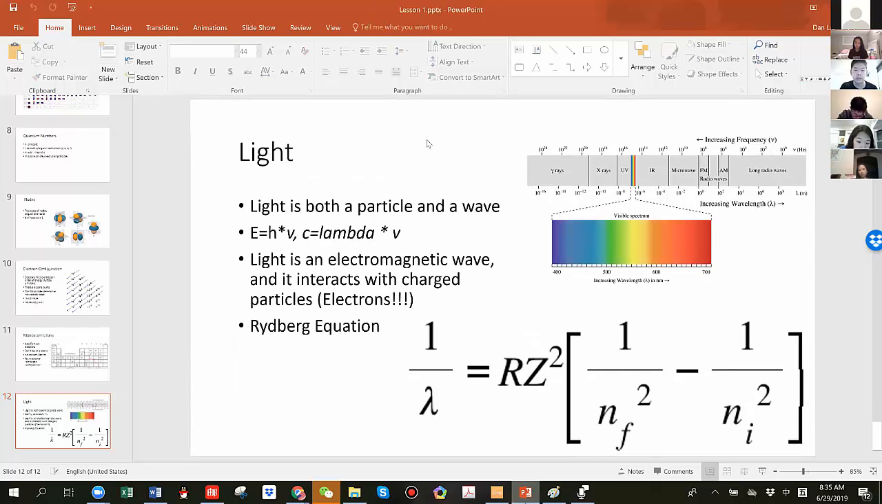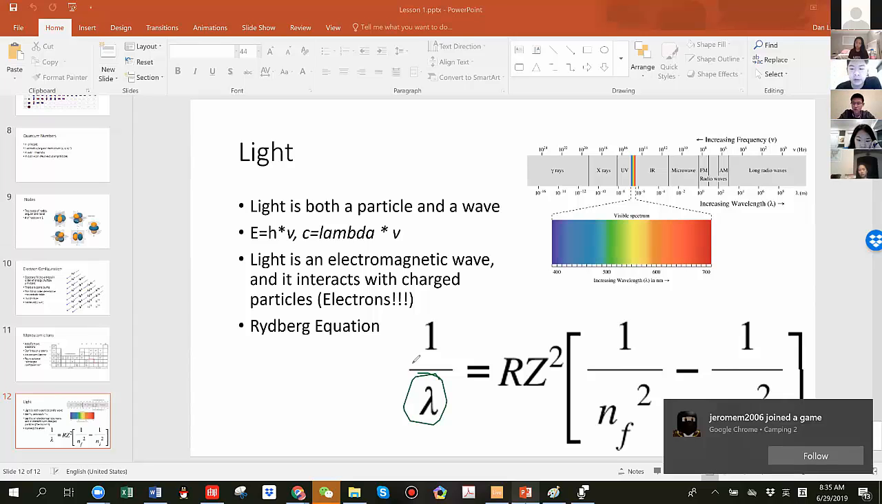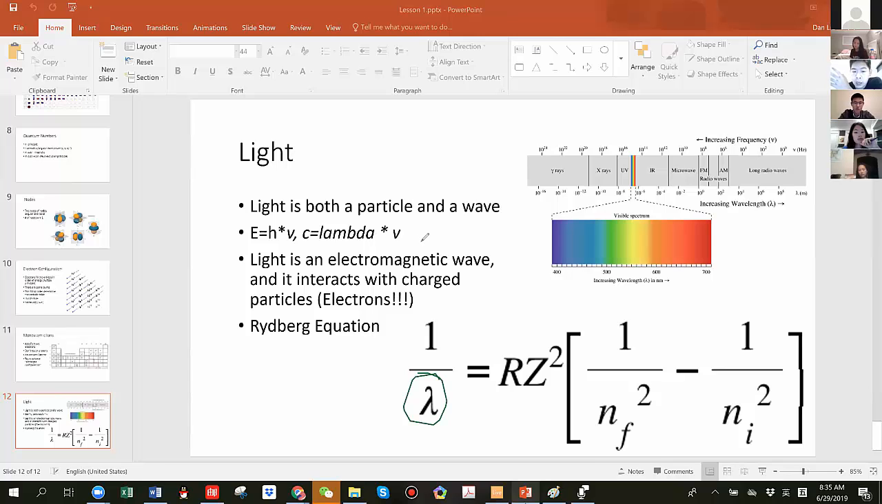Then we use the symbol lambda. By the way, this is what lambda looks like. Lambda times nu, so the wavelength times the frequency, equals the speed of light, which we usually represent as c, for Latin reasons. So these are the 2 big equations relating to light. I don't know how important they are to you, but yeah.